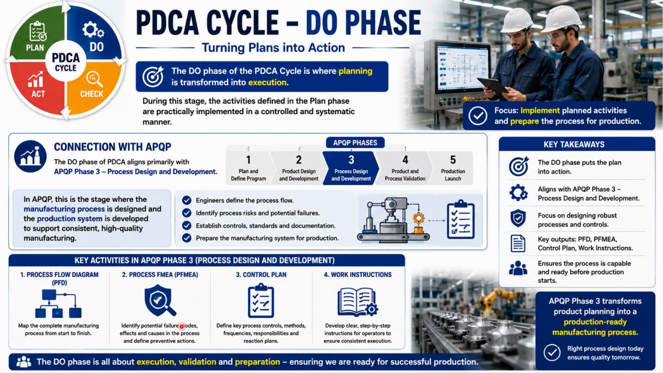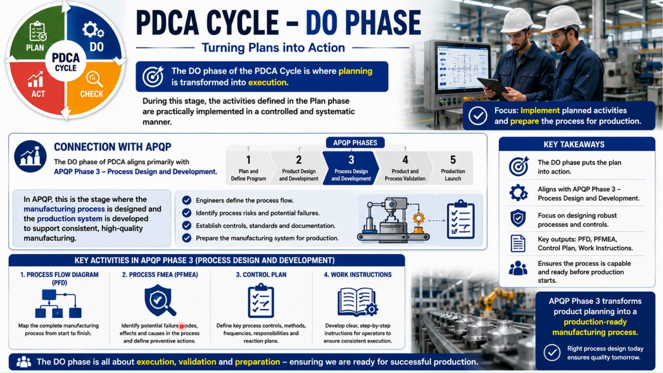and Development. This is the stage where the manufacturing process is designed and the production system is developed to support consistent, high-quality manufacturing. Engineers define the process flow, identify process risks, establish quality controls, and prepare the documentation needed for production. Typical deliverables in this phase include Process Flow Diagram, PFD, Process Failure Mode and Effects Analysis, PFMEA, Control Plan, Standard Work Instructions. Together, these tools help ensure that the manufacturing process is capable, repeatable, and ready before full-scale production begins. In simple terms, APQP Phase 3 transforms product planning into a production-ready manufacturing process.